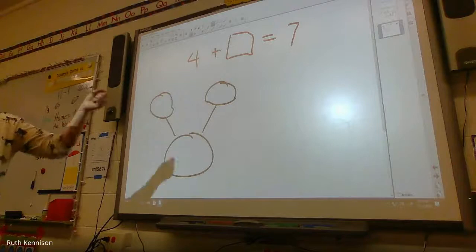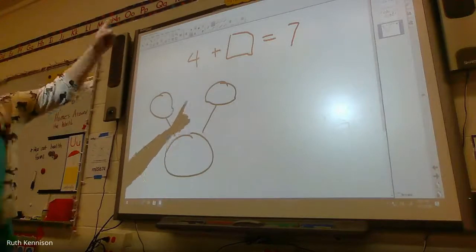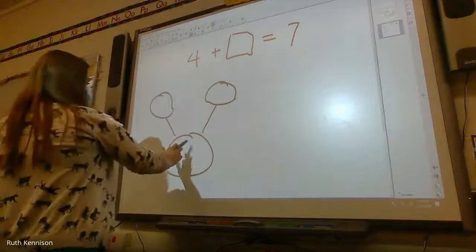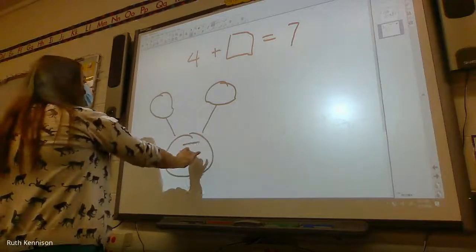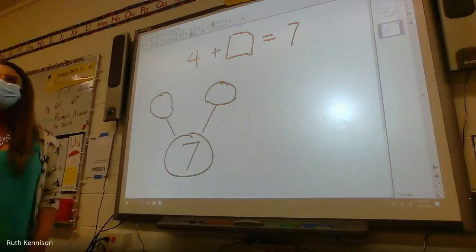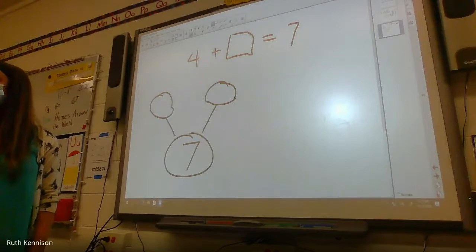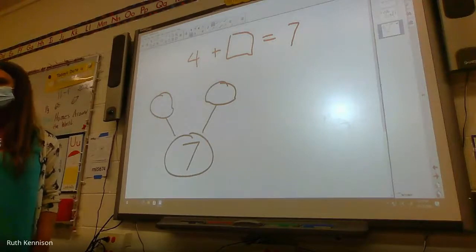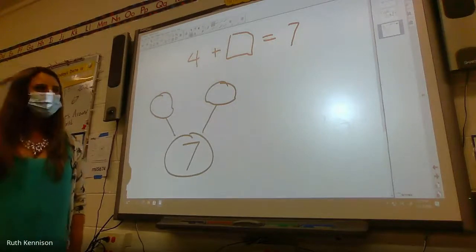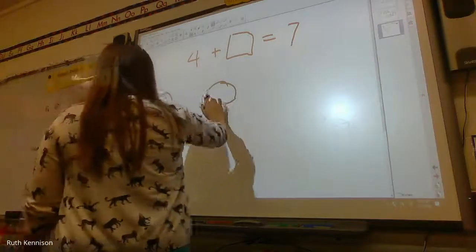Anaya, you need to write the number problem that we have up here. You don't just sit there and do nothing. Okay, so we write the 7 in that biggest circle. And then put it down, please. What do we write in one of the little circles? Max? 4. Very good. 4 goes in the little one because we're saying 4 plus what equals 7.